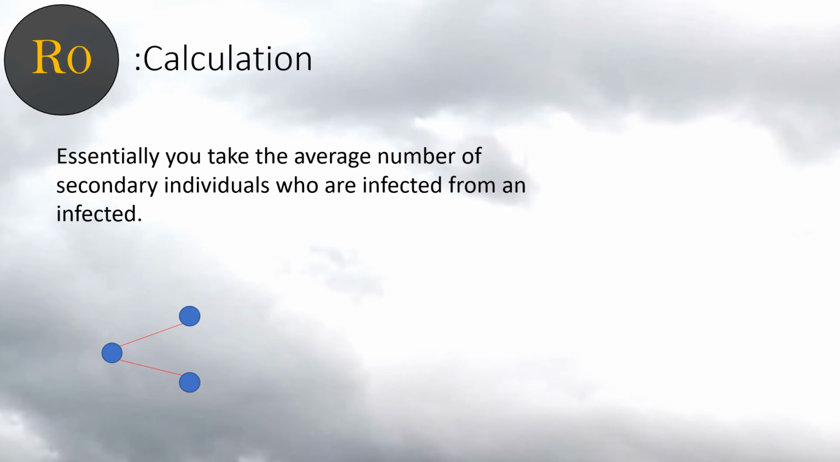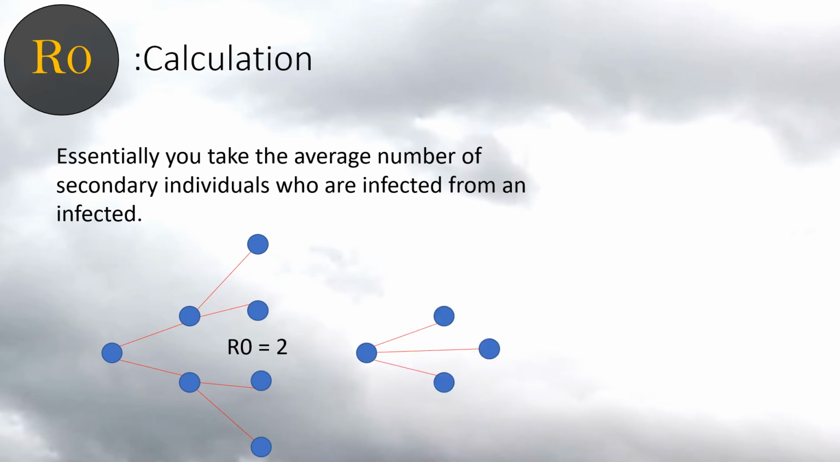So then, I'll give you a visual here. So we've got 1 individual, and he's infected 2 others. And that individual's infected another 2, and then another 2. This makes the R0 2. So it's 2 plus 2 plus 2 divided by 3, which is 2.